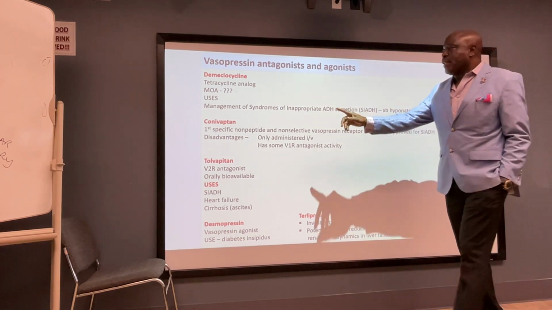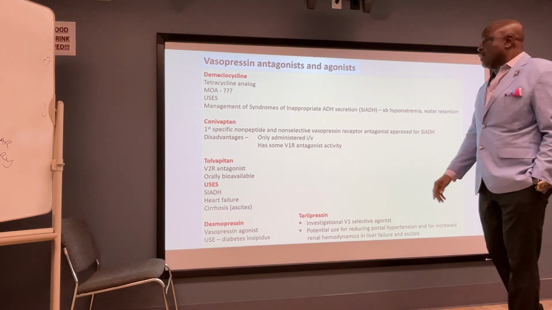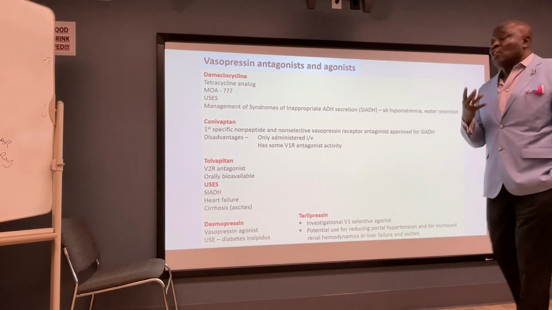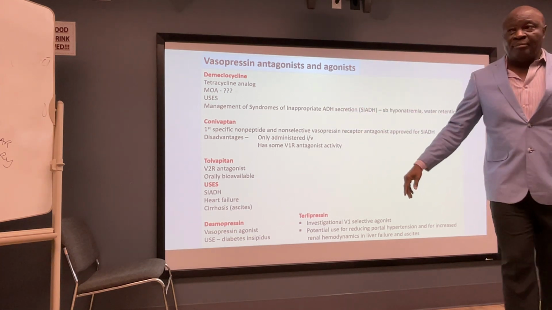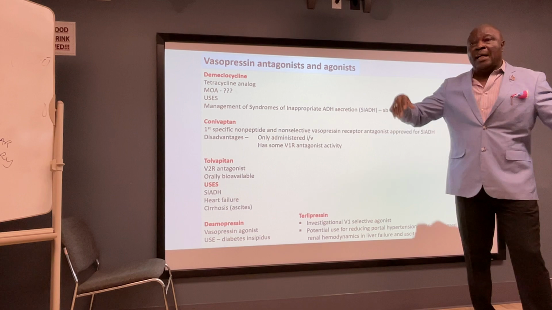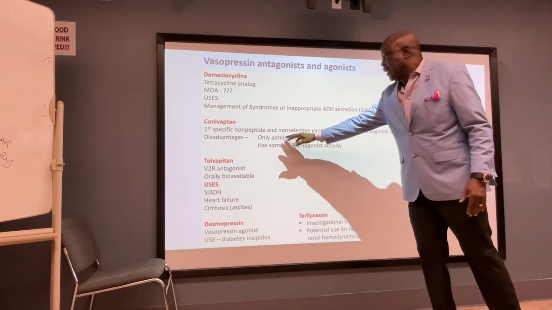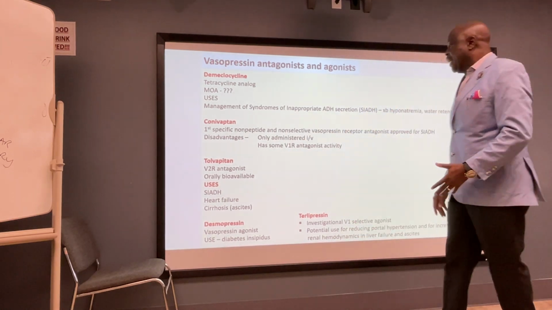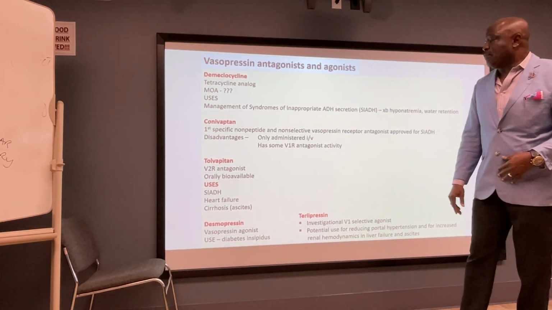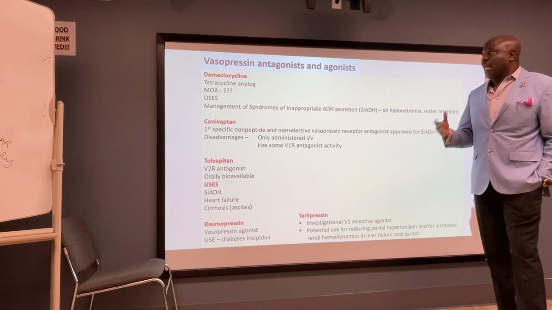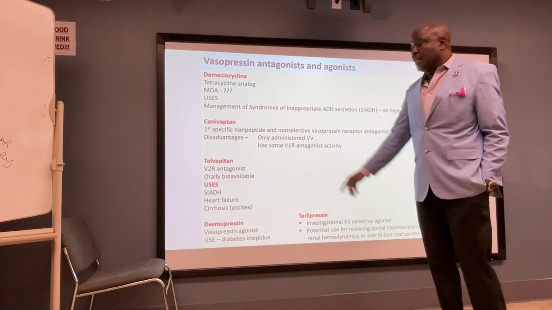Now, conivaptan. This is a non-selective vasopressin antagonist. Because it's non-selective, that means it acts on both V1 and V2. So it can cause both vasorelaxation and vasoconstriction. So what are the disadvantages of this? It can only be administered IV, and it has some V1 receptor antagonist activity. You would like to use it for the V2 receptor antagonistic activity, not the V1, okay?